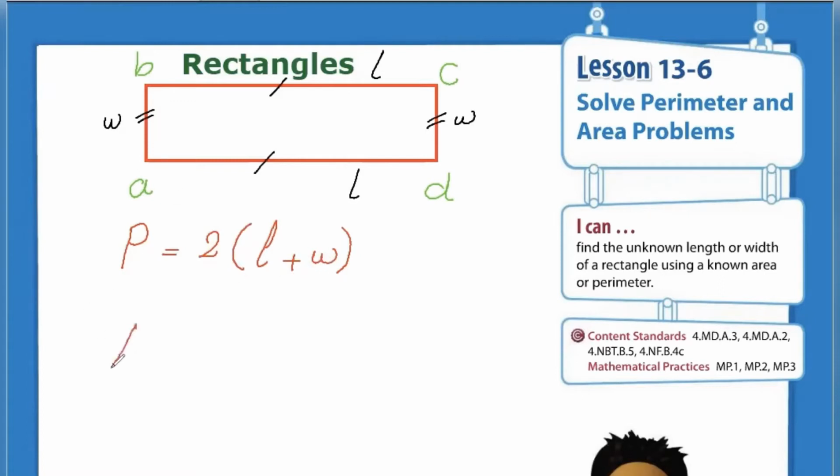Now we will try to find the area. As we know before, area means the number of square tiles that cover the entire space without gaps or overlaps. So I have to find the space inside the shape. How, teacher? By multiplying length times width, L times W. In this part, we know what is the meaning of rectangles and how to find the perimeter and how to find the area. Let's start our lesson.